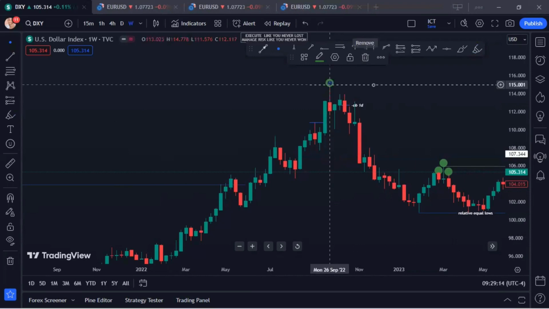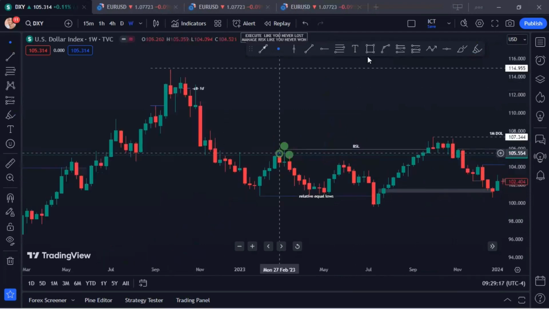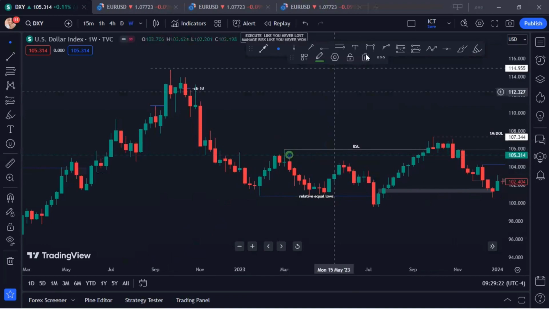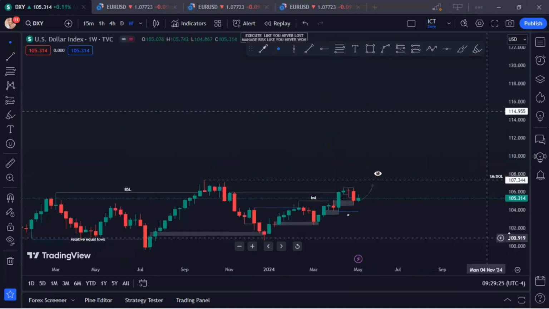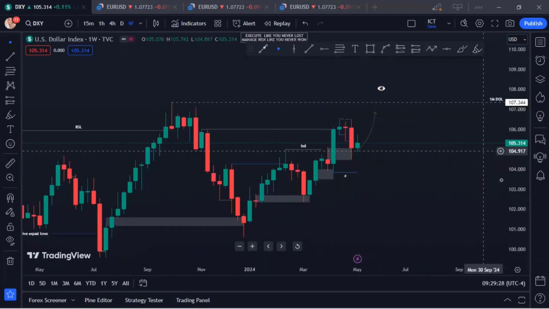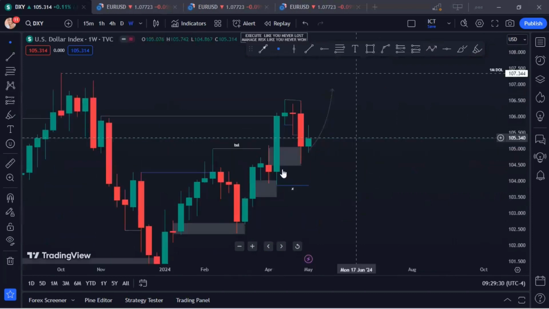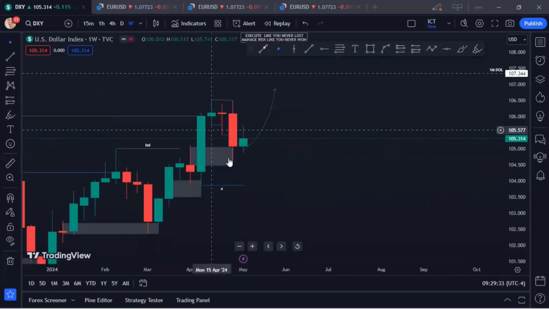Once price gets to a liquidity level and you see a reversal confirmation, then you should be expecting price to move to the opposite direction. So that's what we have here. Now looking at this point here, that is the current place price is currently. All right, so the first question is, where is price coming from? Price is coming from this high into the internal liquidity.